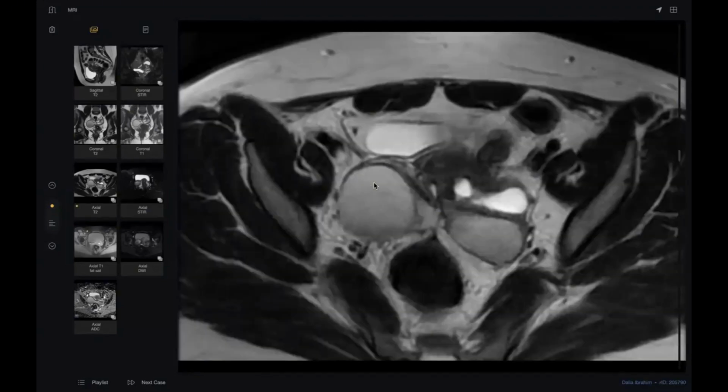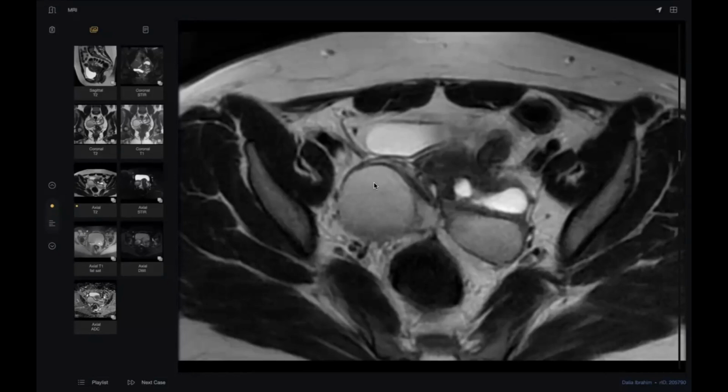See, doctor, look in here. What happened here? So these are bilateral kissing ovarian endometriomas with tethering, and there's a hematosalpinx bilaterally.